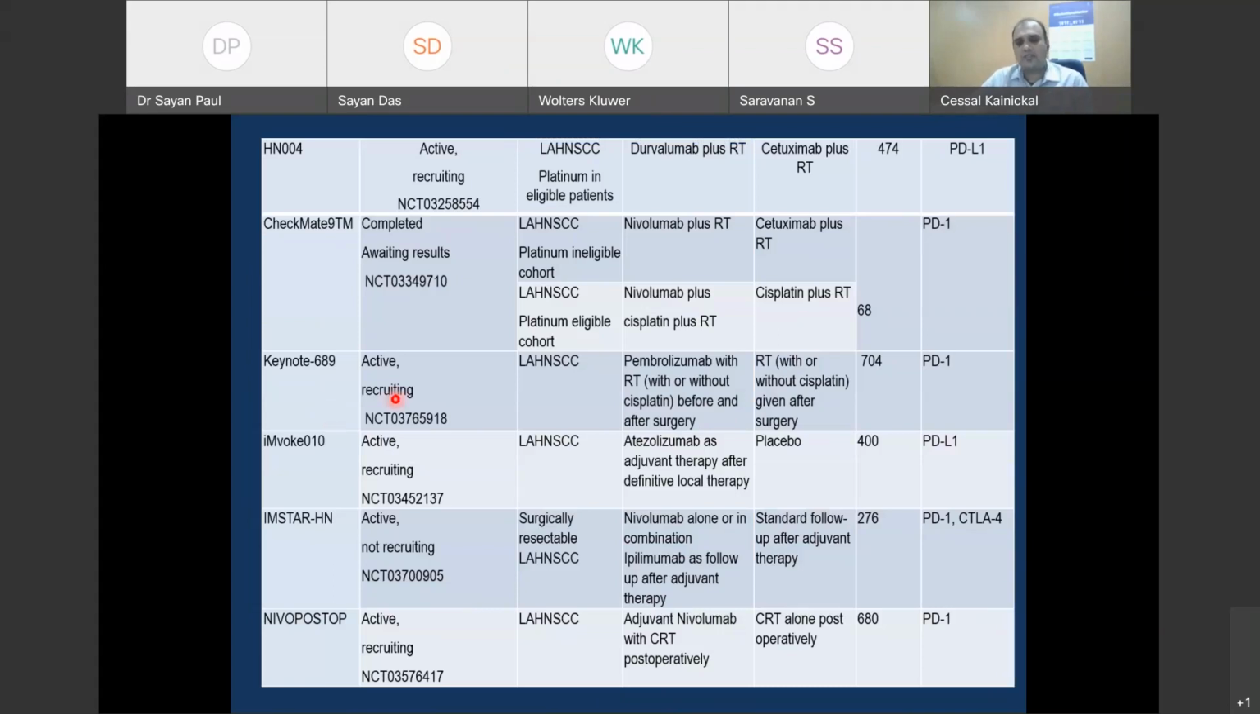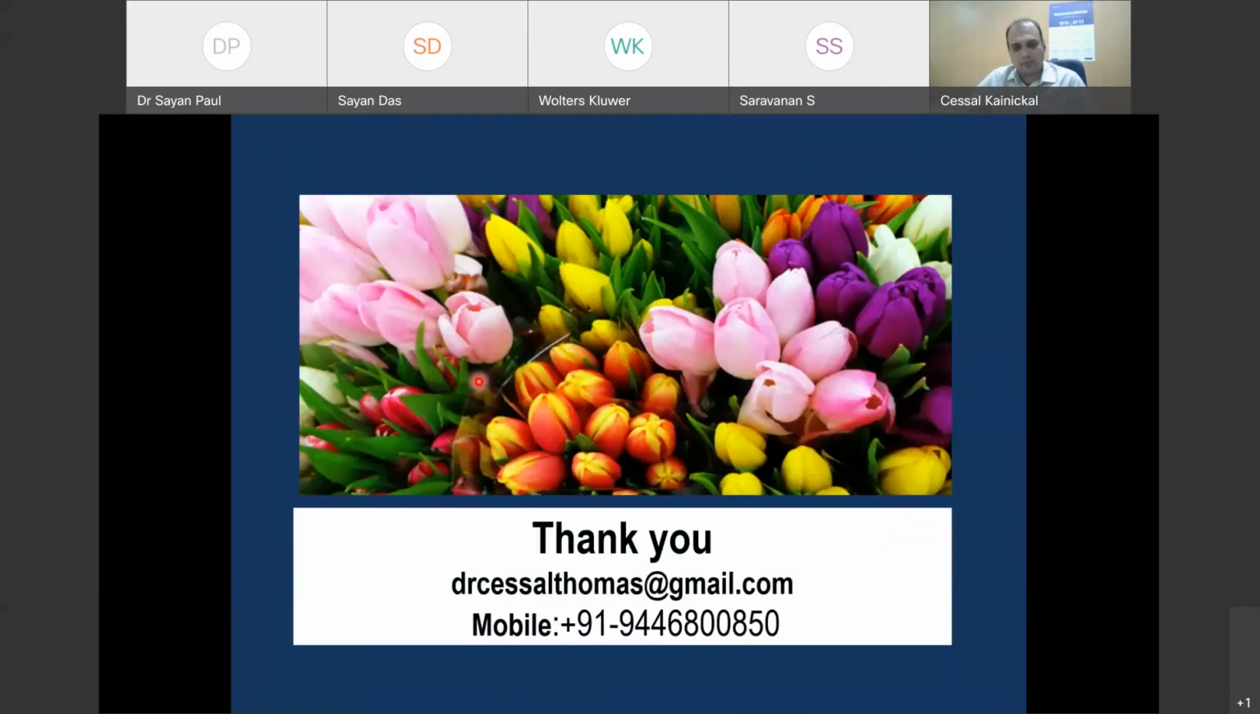The third group is, can we use this immunotherapy as an adjuvant? After radiotherapy, you give adjuvant along with radiation or as maintenance. These are the three aspects where all the phase 3 trials in locally advanced squamous cell carcinomas are underway.